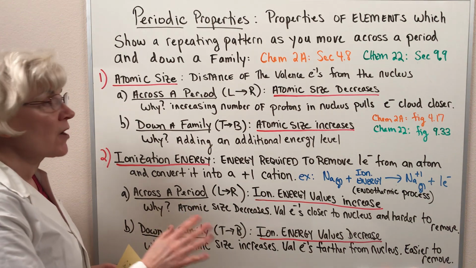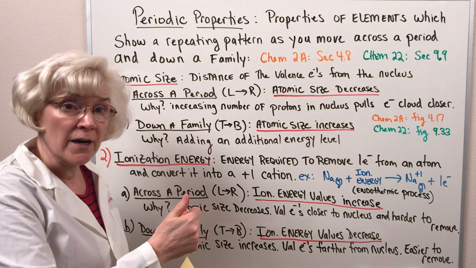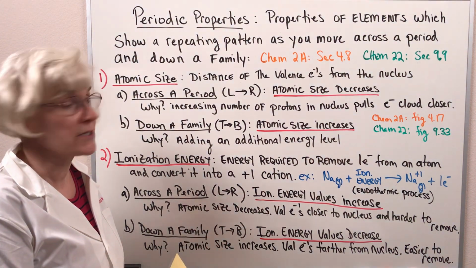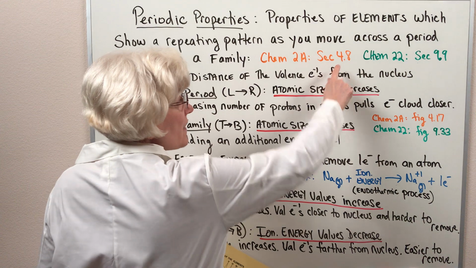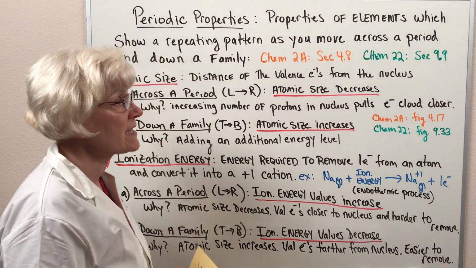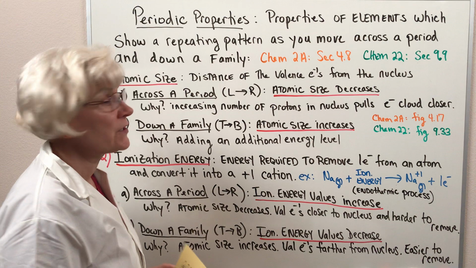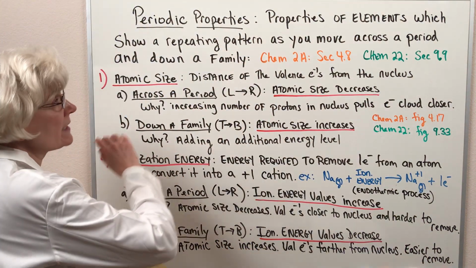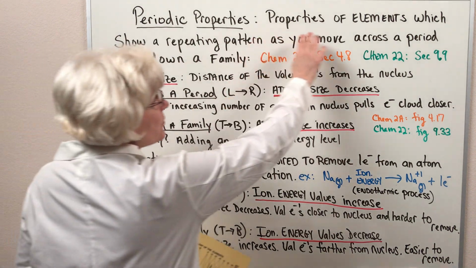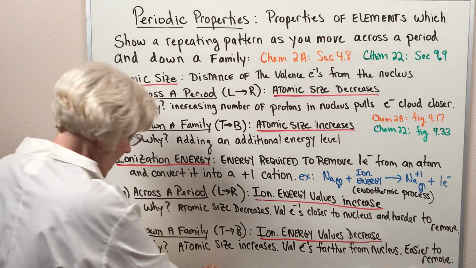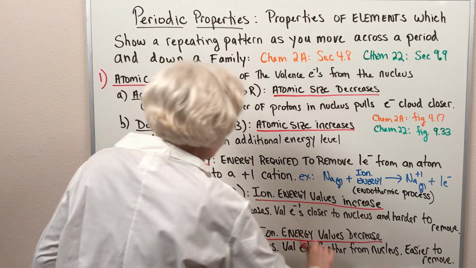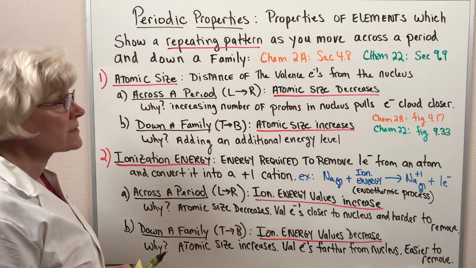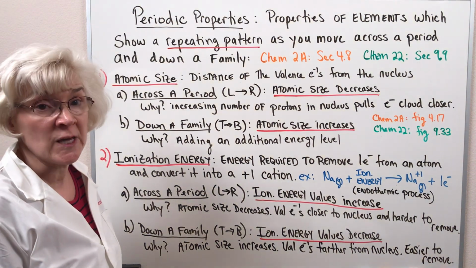So the three periodic properties that we're going to discuss are atomic size, ionization energy, and metallic character. In Chem 2A, this information is found in section 4.8 of the textbook. In Chem 22, it's located in section 9.9 of the text. So again, periodic properties. These are properties of elements which show a repeating pattern, right? So repeating pattern as you move either across a period or down a family.